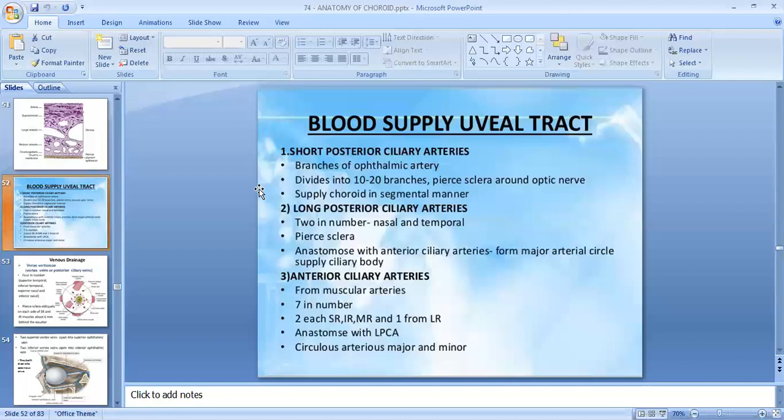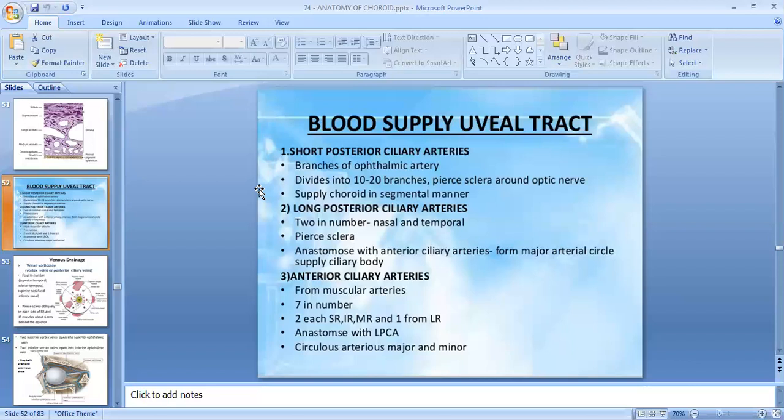Blood supply are short posterior ciliary arteries, which are the branches of ophthalmic artery. It divides into 10 to 20 branches, pierces sclera around the optic nerve, supplies choroid in segmental manner. And another artery which supplies the uveal tract is long posterior ciliary arteries. There are two in number, nasal and temporal. They pierce the sclera, anastomose with anterior ciliary arteries, form major arterial circle, and supply ciliary body.